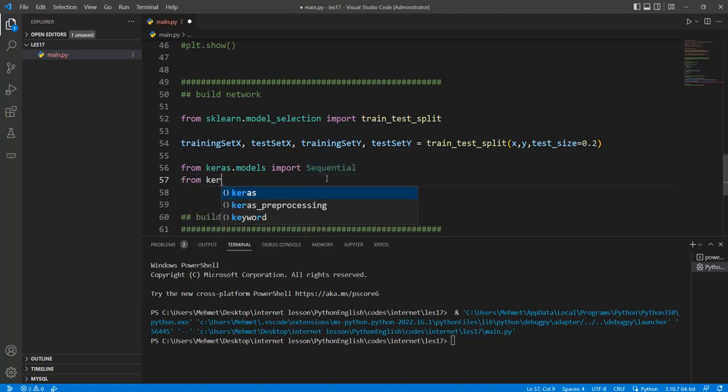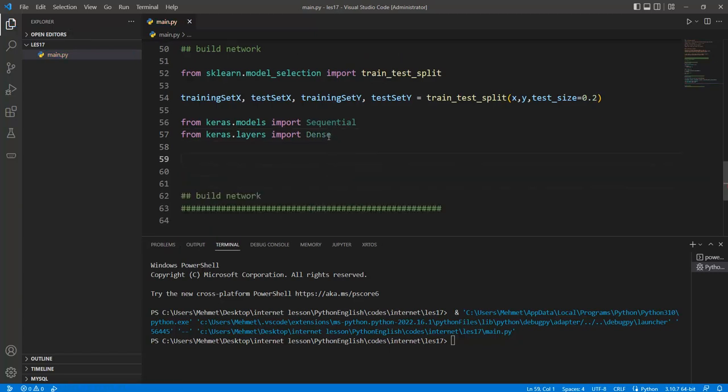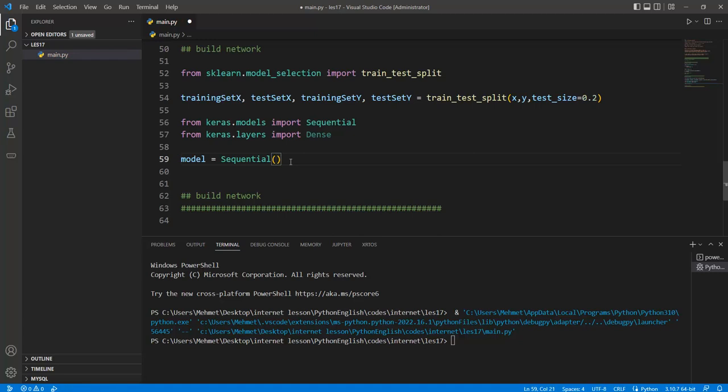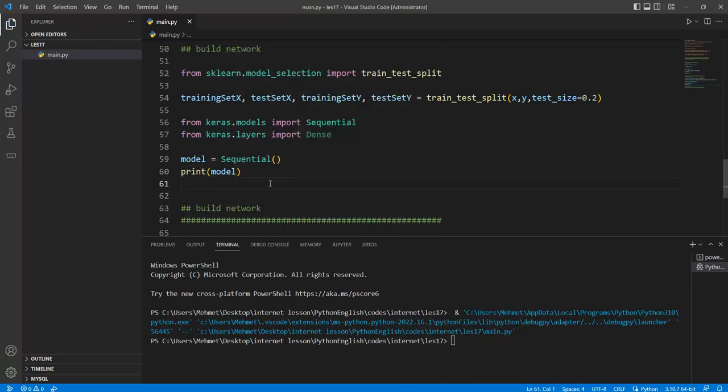And so we should also add from keras.layers import Dense. Dense means that it's a neuron in our structure. In order to create the model, Sequential should be called like this one. And also we can print the whole model.